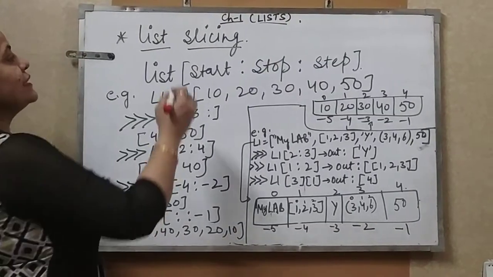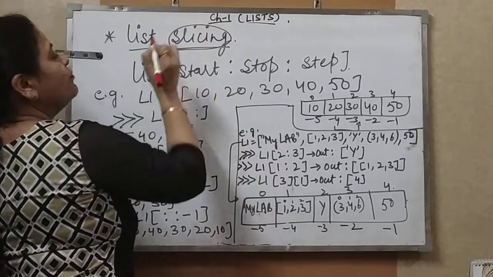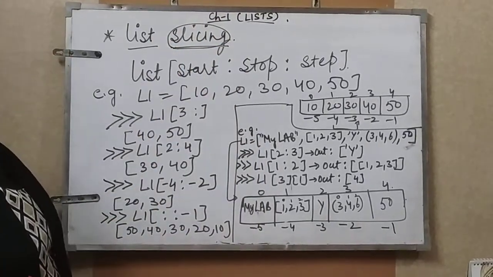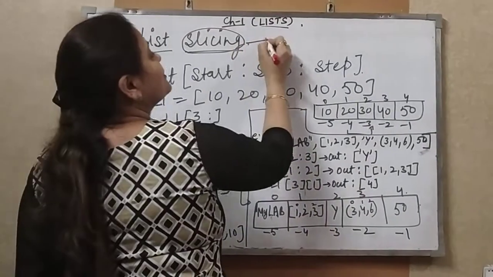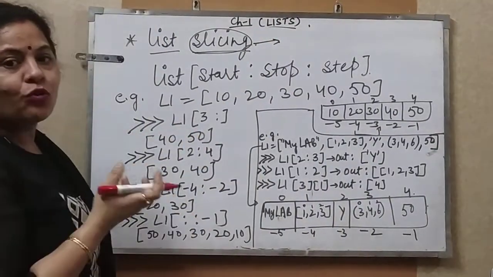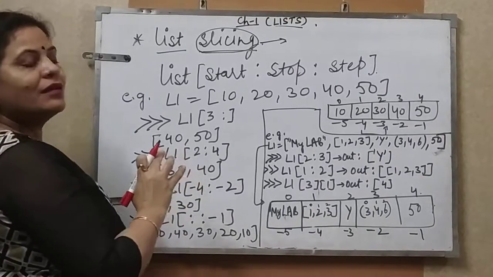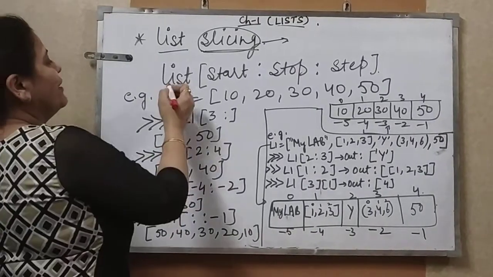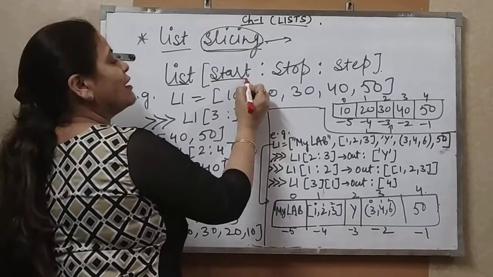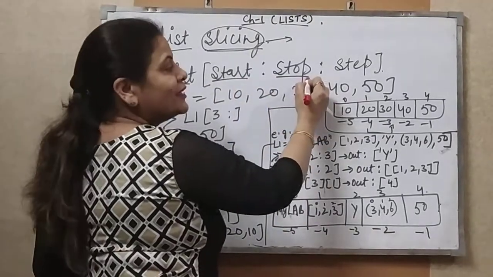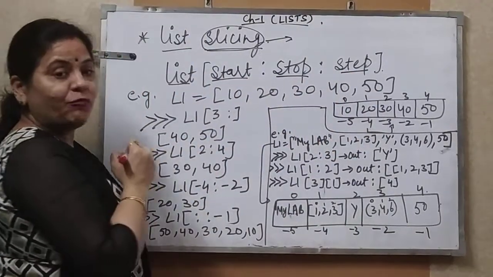As we have done slicing in the string, the same we have to do slicing in the list also. Slicing means extracting a few items or values from the given list. How can we extract the values from the list? By writing the list, we have to give the start index, the stop index, and then the step value for it.